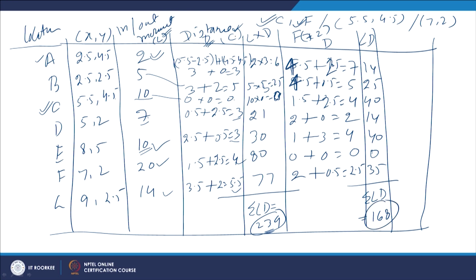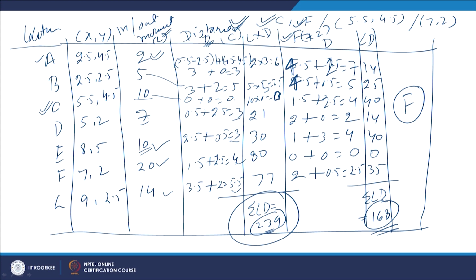So, if C is considered as a potential site, then sum of the load into distance is coming to 239, and if we consider F as a potential site, then sum of the load into distance is coming 168. So, it will be more appropriate to select the site F as a potential site for locating the plant. So, the load into the distance travelled is reduced, or it is minimum or lower as compared to the location site C.